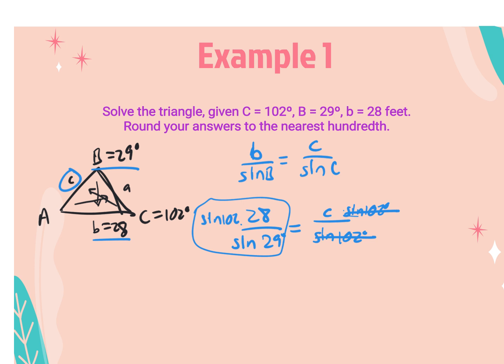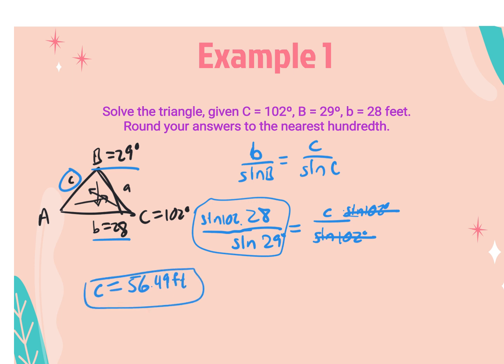So then this, when you type it in your calculator, is going to get you your answer for the side C. Make sure you're plugging this value into your calculator correctly. Keep in mind that sine of 102 is going to be on top with the 28. So make sure you're doing sine of 102 times 28 and then divide your answer by 29. So we should get our side C, to the nearest hundredth, 56.49 feet.